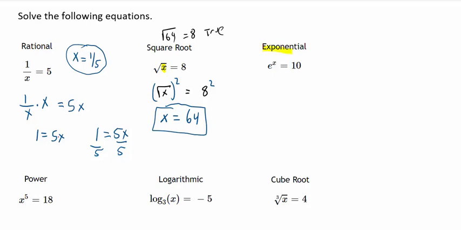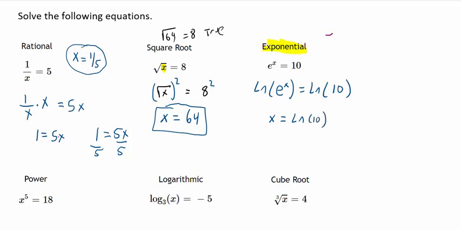Our third example is exponential. I noticed that it's a base e exponential, so if I were to simply plug the left side of the equation into the natural log function and do that with the right side as well, the left side simplifies down. The ln of e to the x is simply just x, because you have a base e exponential composed with a base e logarithm, and exponentials and logarithms of the same base are inverses of each other. So I get that x is equal to the natural log of 10.